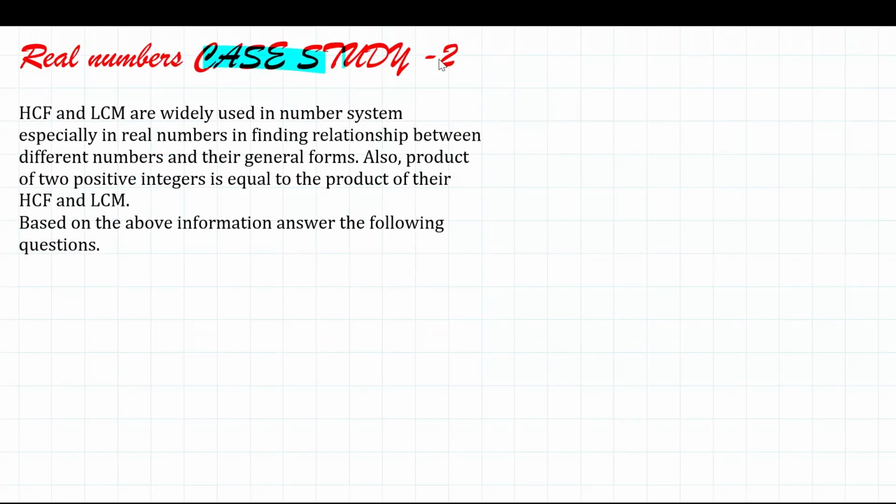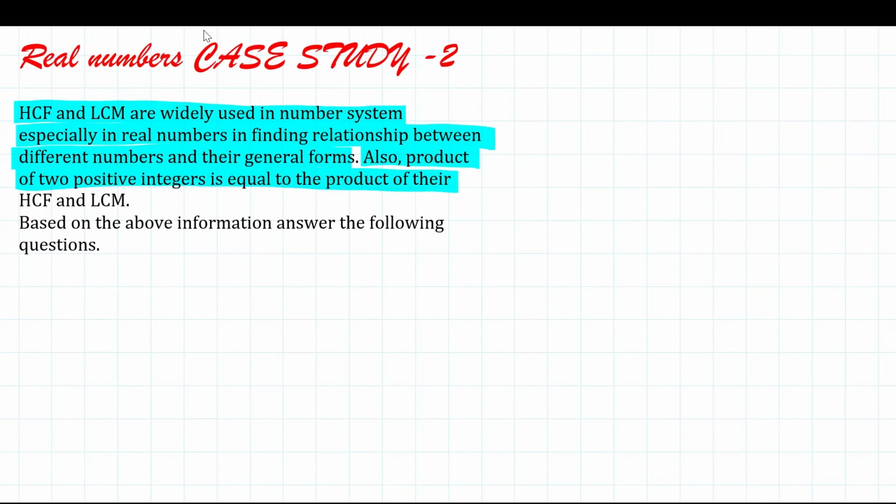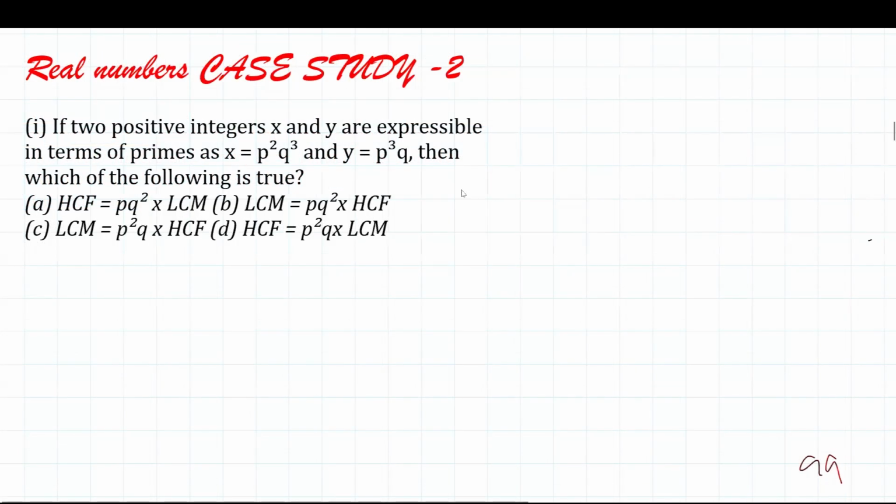Now this is a case study, question number 2, from the same chapter, real numbers only. If I read the question, it says HCF and LCM are widely used in number systems, especially in real numbers, in finding the relationship between different numbers and their general forms. Also, the product of two positive integers is equal to the product of their LCM and HCF. So in the first part, it says if two positive integers x and y are expressible in terms of primes as x is equal to this and y is equal to this, then which of the following is true?